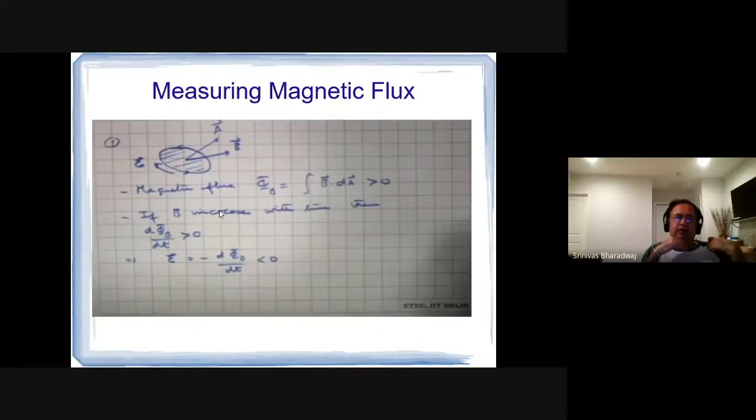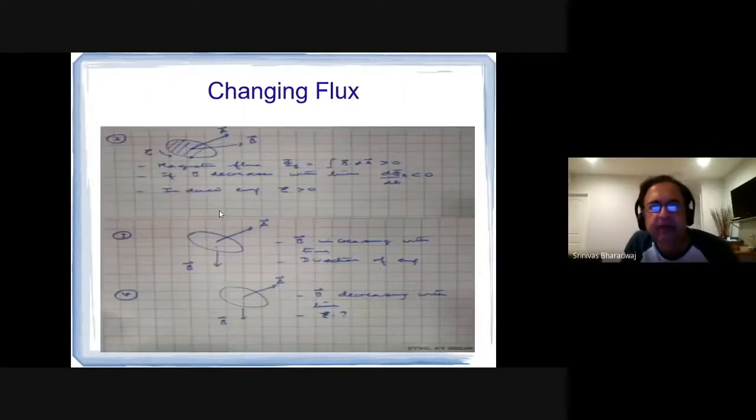So typically, how is the flux changed? Either you move the area of the coil. If B increases with time, then d phi by dt is greater than 0. So the EMF is, you need a changing magnetic field, which leads to a changing flux, a changing B, which changes with time. Otherwise, you need to change the A. You either change the B or you change the A.